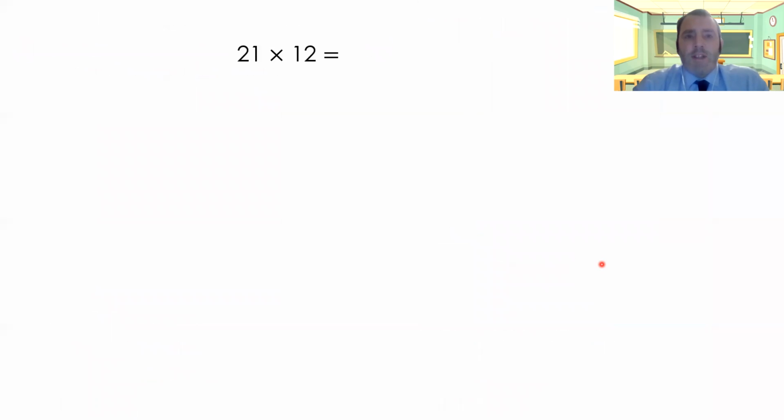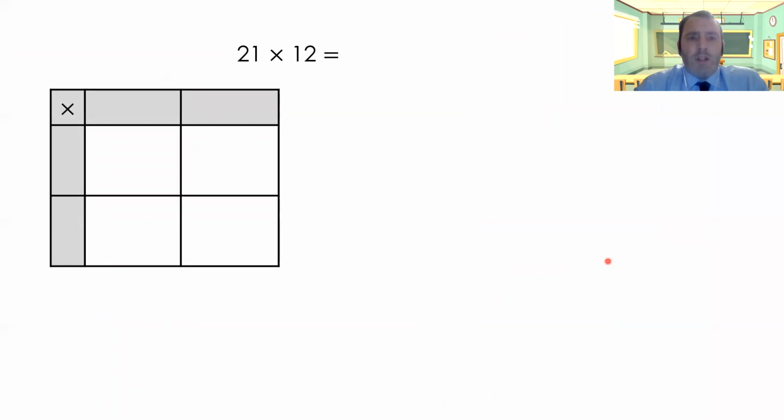Right, let's have a look. We've got another calculation here. We've got 21 times 12. So this time we're going to do it using a slightly different method. We're going to use place value counters. So we're fully familiar with those. We've been using them quite a bit recently. So 21, 2 10s and a 1, 12, 1 10 and 2 1s.